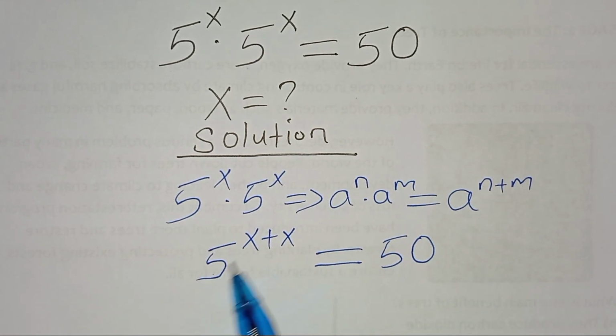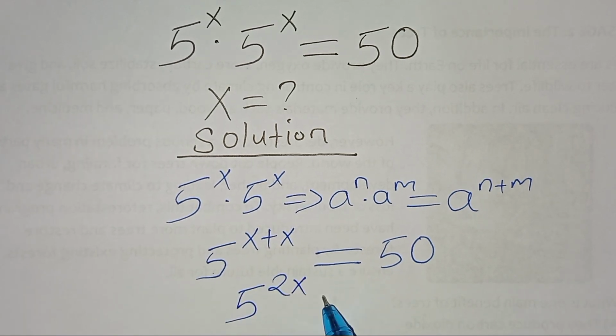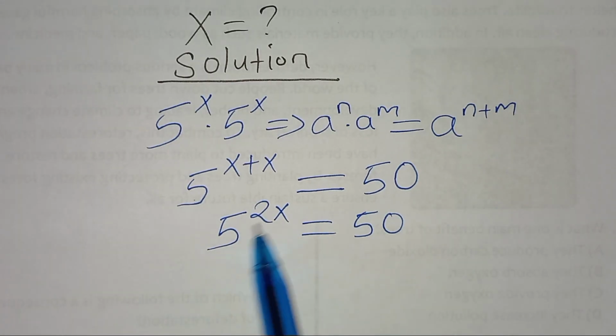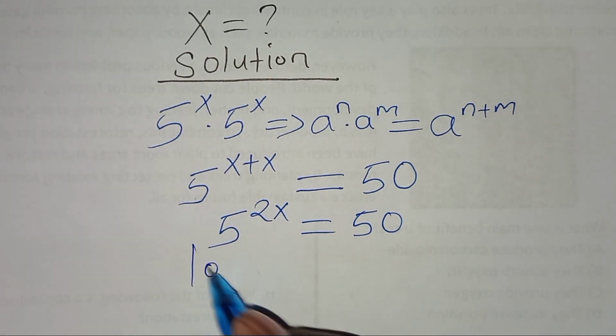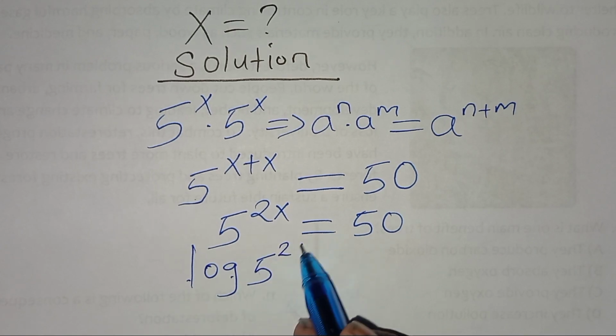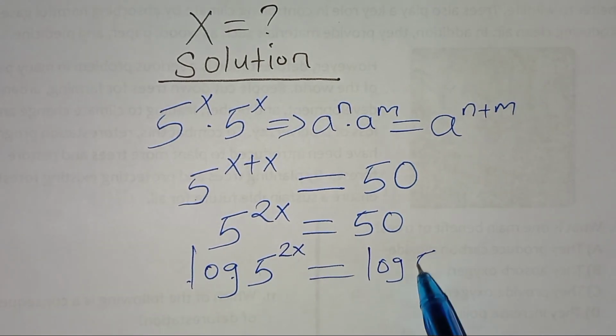Now we have that 5 to the power x plus x, and this is 2x. This is equal to 50. We can solve for the value of x here by introducing the natural logarithm on both sides, so that we'll have log 5 to the power 2x. This is equal to log 50.